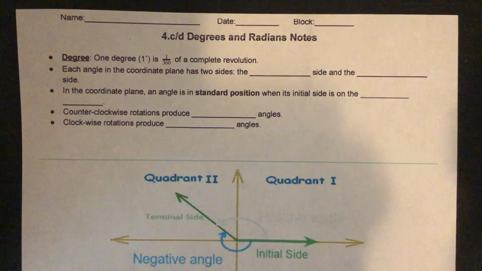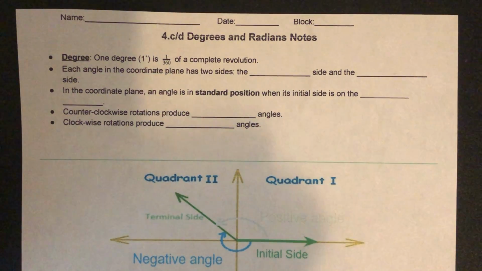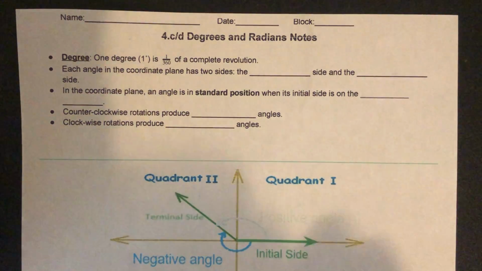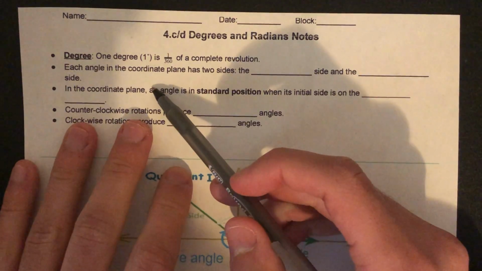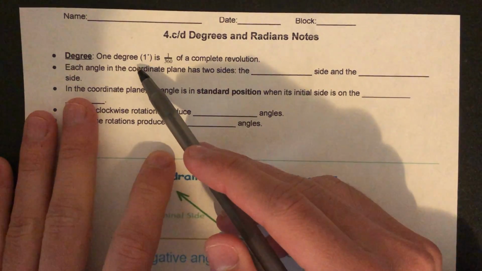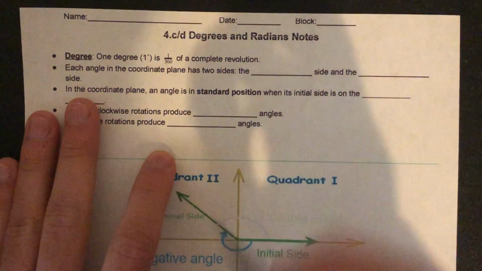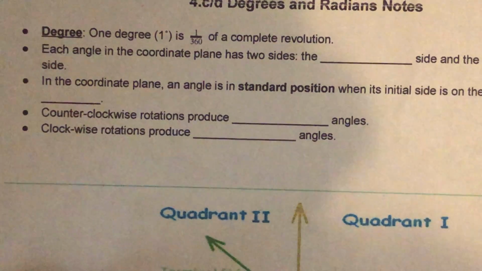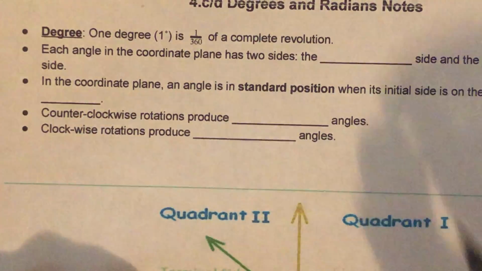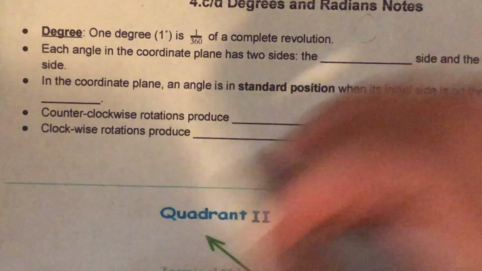All right, degrees and radians. So a degree, something you've seen in geometry for sure, is represented with that little kind of circle thing. That's our degree representation, and it's 1/360th of a complete revolution. Remember, the circle is 360 degrees.